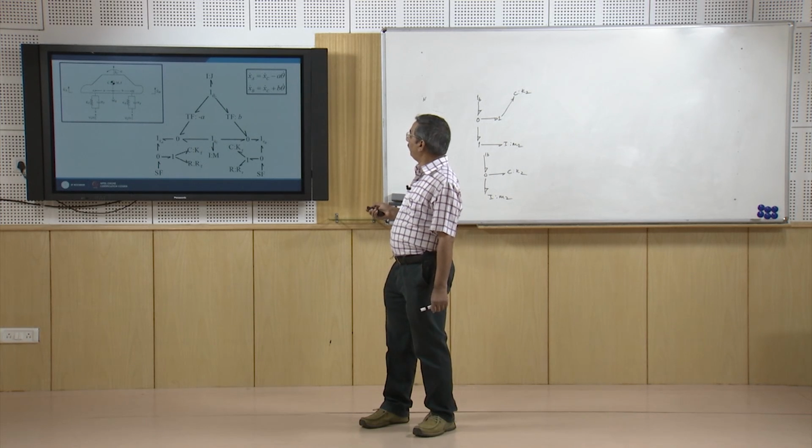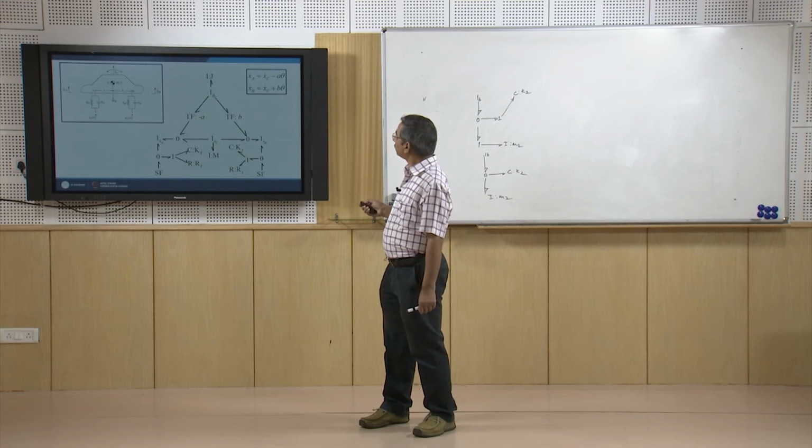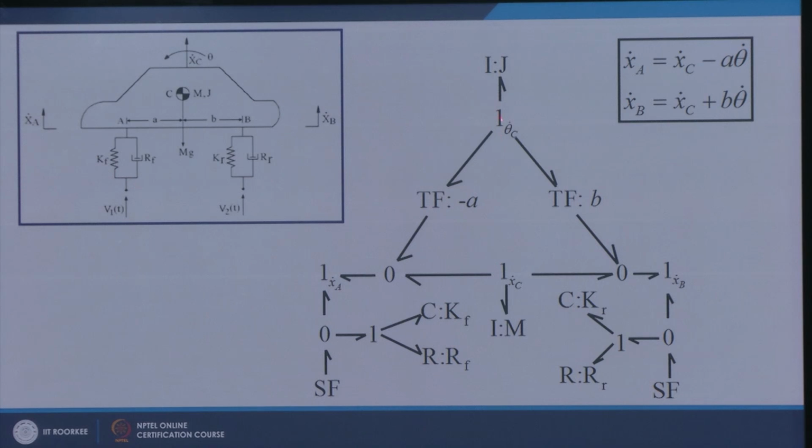Here we can see that this is my one junction corresponding to the rotation of the car. So, I attach a polar I element representing the polar moment of inertia here, and I have here one junction representing the vertical motion of the car. So, I attach an I element here representing the mass.